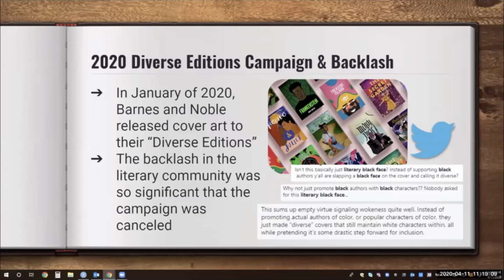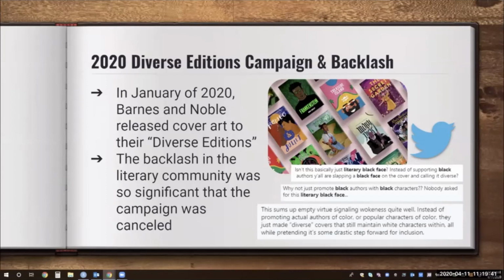Many Black authors and supporters took to social media, posting comments using the hashtag #LiteraryBlackface. Twitter users highlighted in their tweets the fact that the texts selected for the Diverse Editions campaign were written by white authors from Eurocentric backgrounds, and that this move to deploy such cover titles just before Black History Month was a calculated attempt to increase revenue without increasing representation of African American authors.